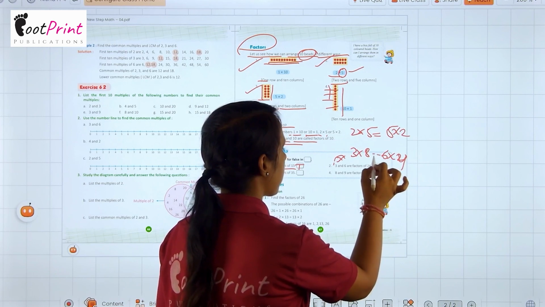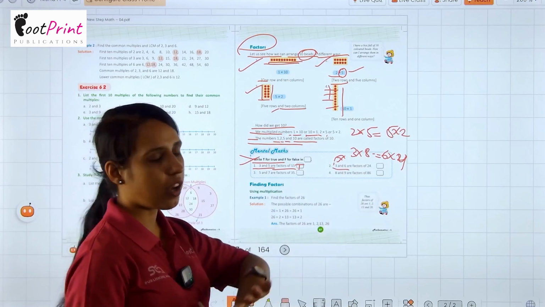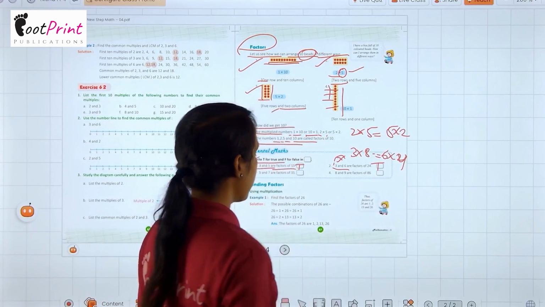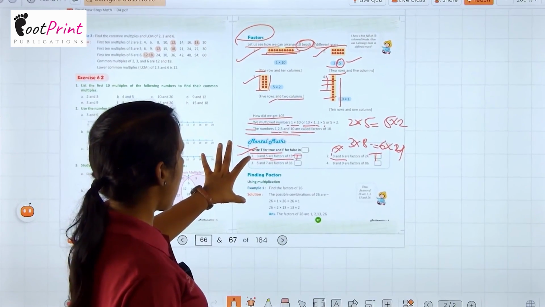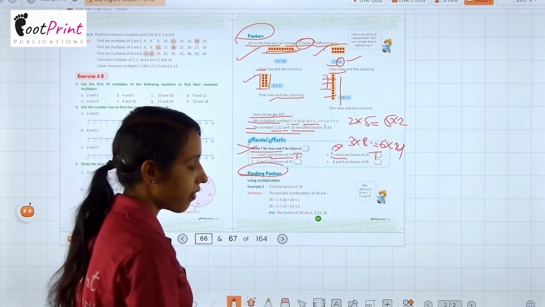It means we can say that 3 and 6 are the factors of 24. 3 और 6 भी क्या होंगे, फैक्टर होंगे 24 के, इसलिए हम यहाँ पे लिखेंगे True. Okay, now we will move to the next topic, that is finding factors.